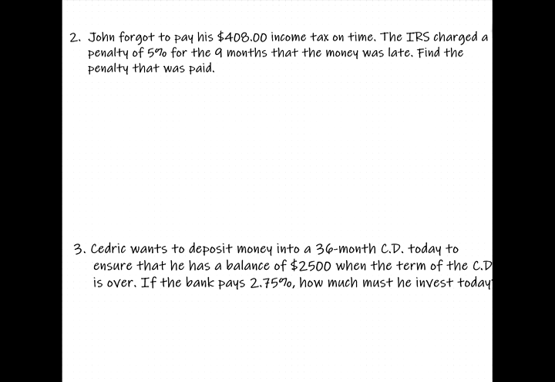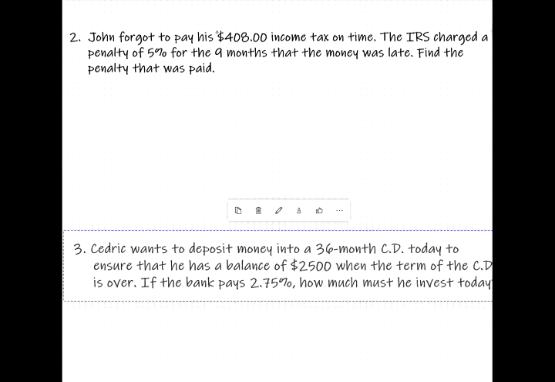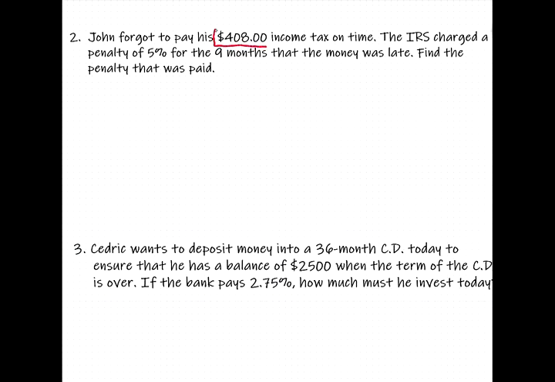John forgot to pay his $408 income tax on time. The IRS charged a penalty of 5% for 9 months. Find the penalty that was paid. Okay, so let's see what we're working with here. We have a principal amount of $408. That's the starting amount when the penalty was assessed.